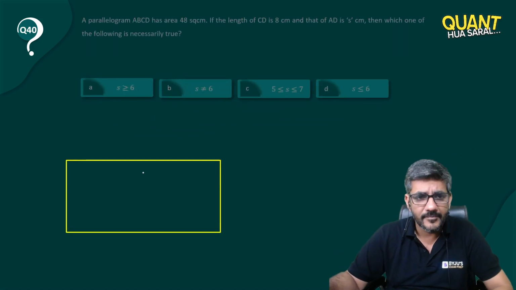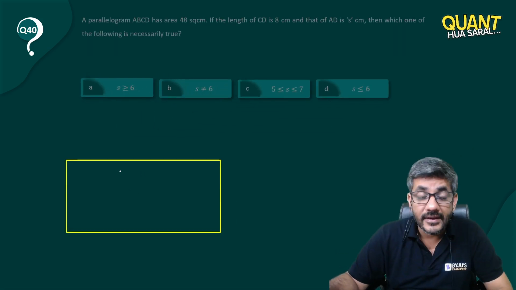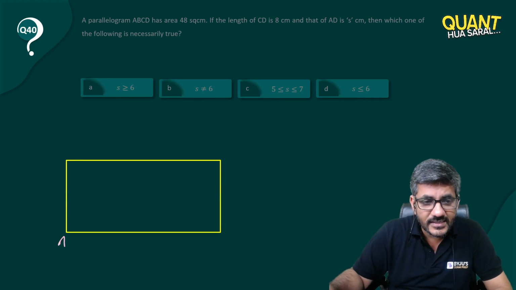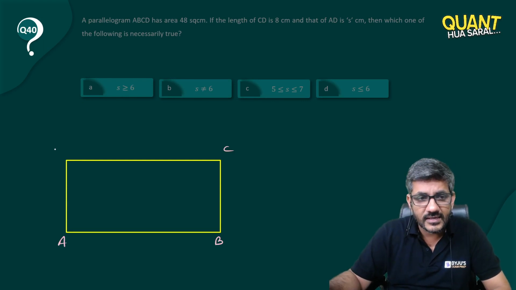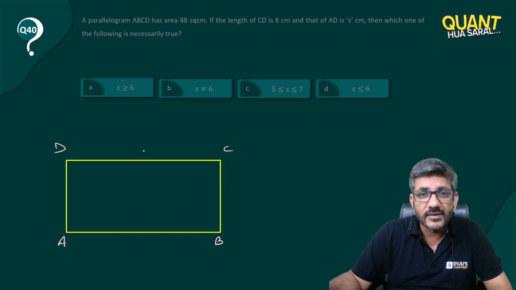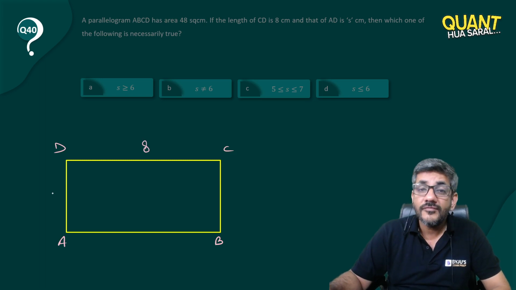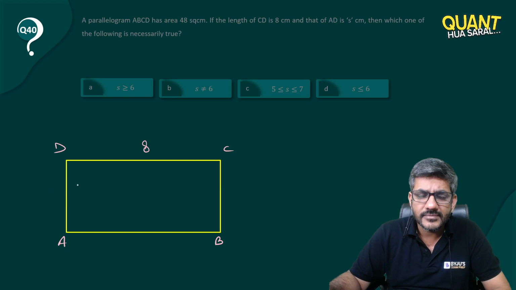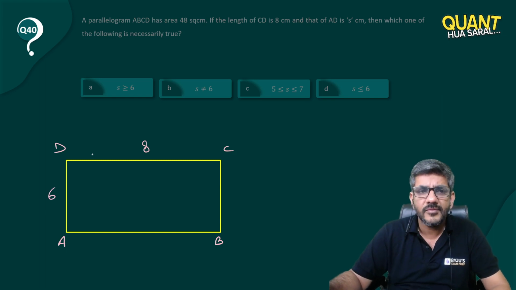What can it be? I've made a rectangle on your screen. So this is A, this is B, this is C, and this is D. So CD is given as 8 to us, and the length of AD, what can it be? I'm saying if it's a rectangle, 8 into 6 gives me 48.